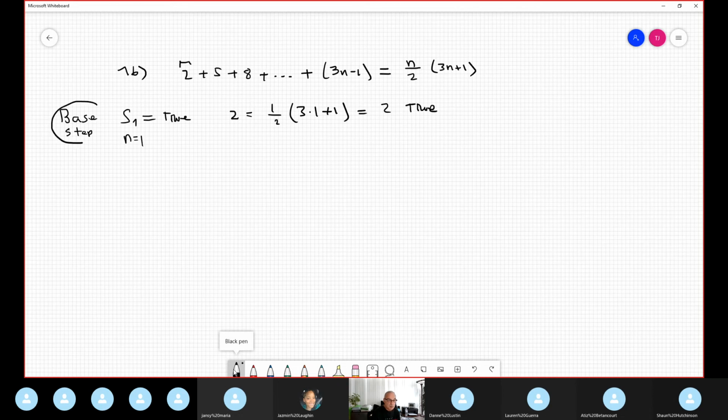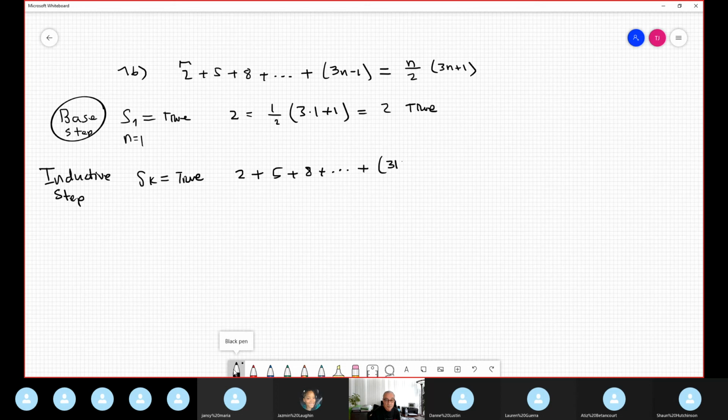Okay, we finished the basic step. Now the inductive step. In the inductive step, you assume, by supposition, that x sub k is true. And this is an intermediate value between 1 and m. Then I have no idea, I increase it forever. So now I copy exactly the same original expression, but you replace n with k.